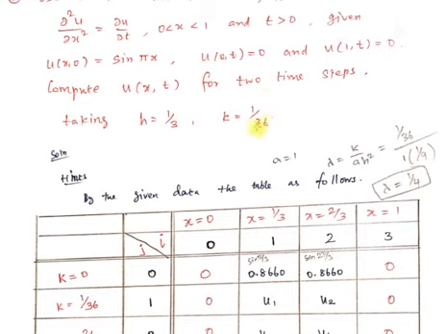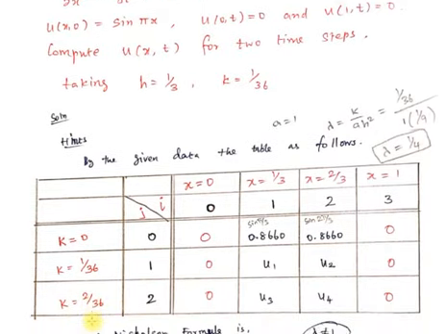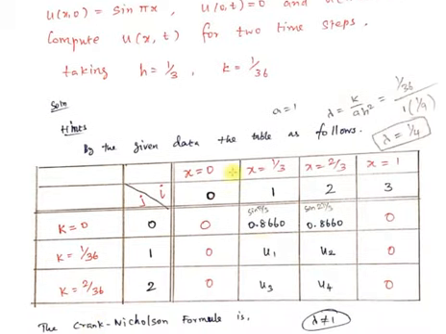Since k equal to 1 by 6, 2 time steps. So 0, 1 by 6, the next value is 2 by 6. Now u of x comma 0 equal to sin pi x. So x equal to 1 by 3, then this value is sin pi by 3. Sin pi by 3 is 0.0866, using the calculator in radian mode, not degree mode.